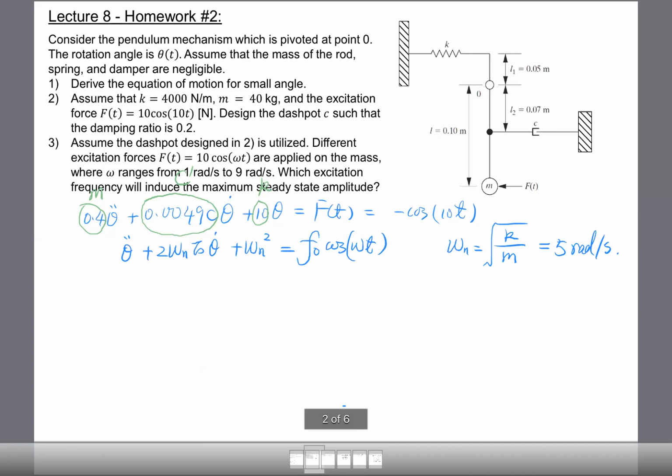And what other stuff can we find? We need to find zeta. Zeta, according to the definition, is c prime over 2 square root of mk. So we know m, we know k, and c prime is a function of c. According to the definition, the damping ratio is 0.2. So from these equations, you can get the c number is 163.265 kilogram per second.